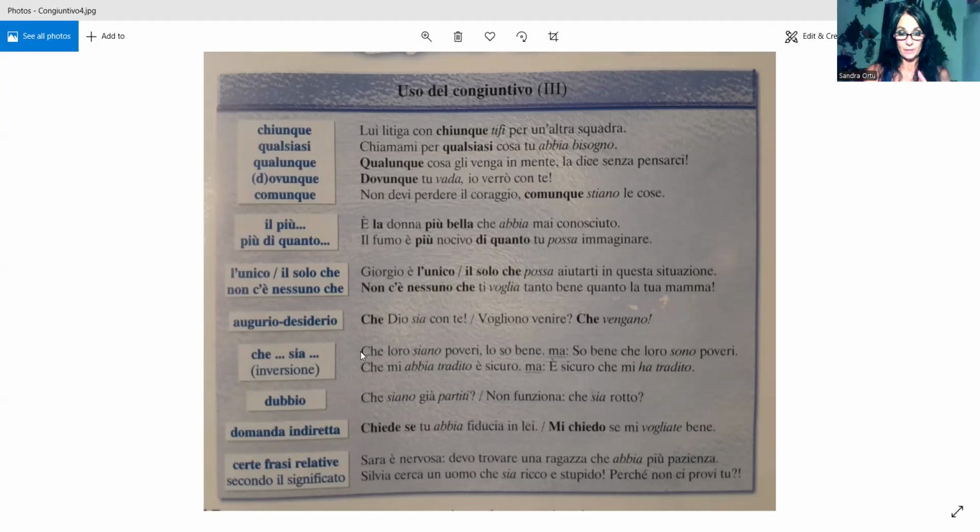So this one is different though. It is as if some part of the sentence is missing, or is implicit more than just missing. If we added this implicit part of the sentence, it would make it a little bit easier to understand. But let me read it first. So, che loro siano poveri, lo so bene.